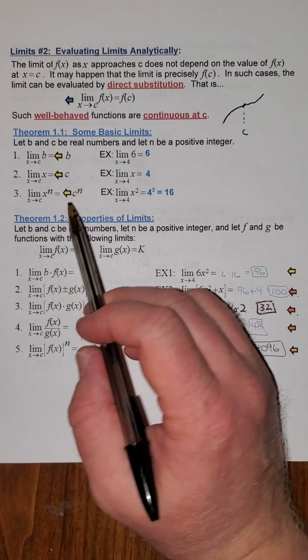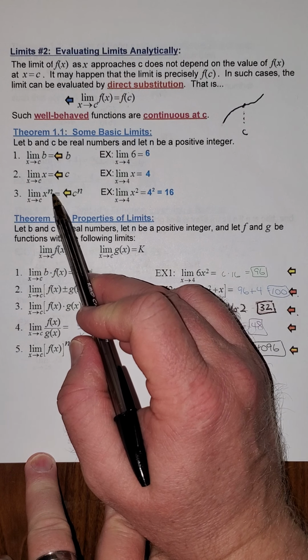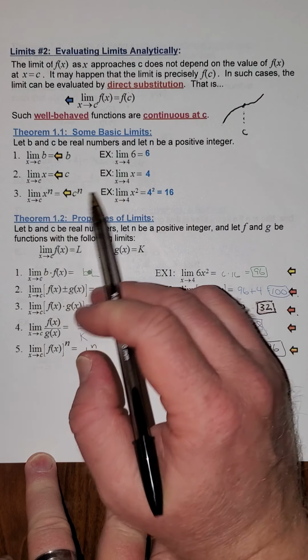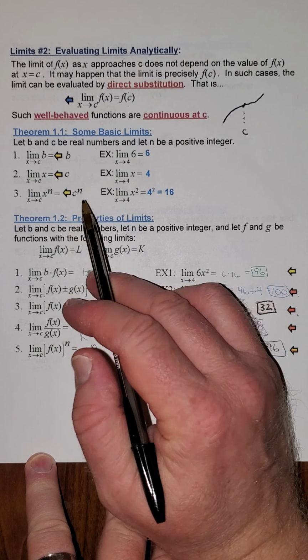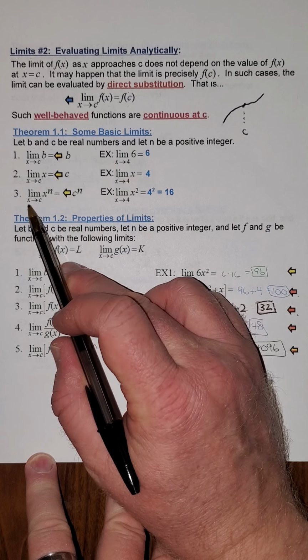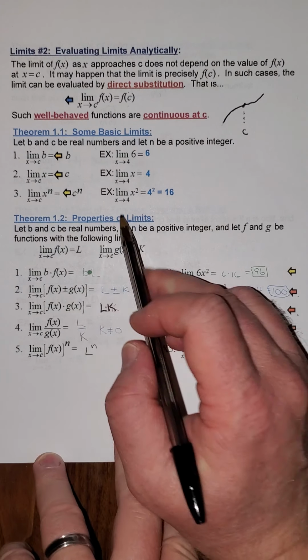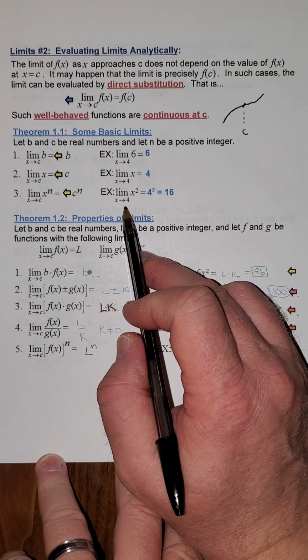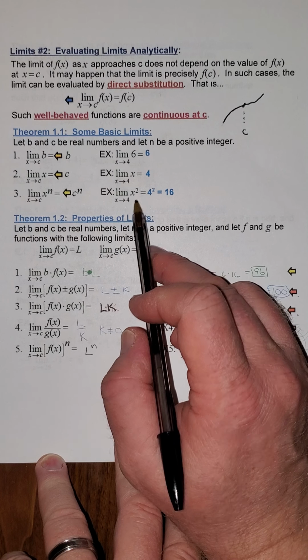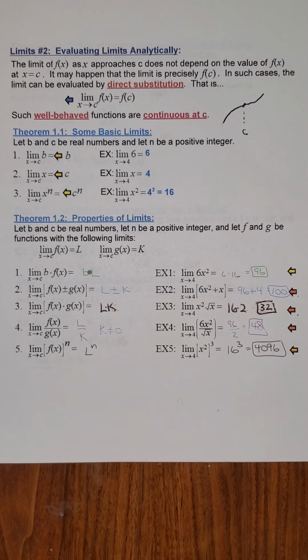The great thing about having a variable to a nice round integer exponent, not negative exponents, just positive integers: if you have x to the n and you've got the limit as x approaches c, the answer is going to be c to the n. So an example of this, the limit as x approaches 4 of x squared, just plug in the 4. The answer is 4 squared, which is 16.